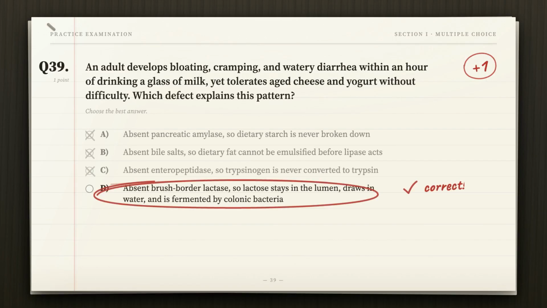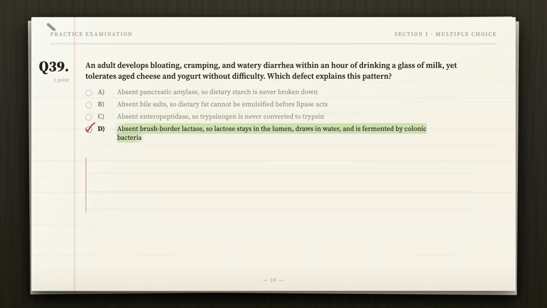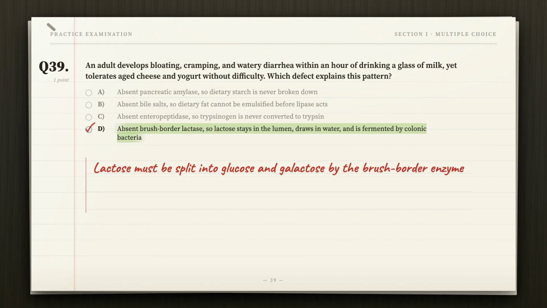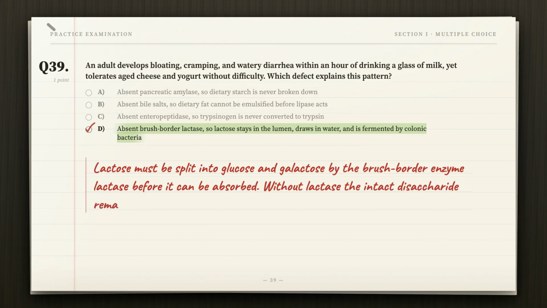The correct answer is D. Absent brush border lactase, so lactose stays in the lumen, draws in water, and is fermented by colonic bacteria. D is correct because lactose must be split into glucose and galactose by the brush border enzyme lactase before it can be absorbed. Without lactase, the intact disaccharide remains in the lumen, where it osmotically pulls water in and is fermented by colonic bacteria into gas, producing exactly the pattern of watery stool, bloating, and cramping described.